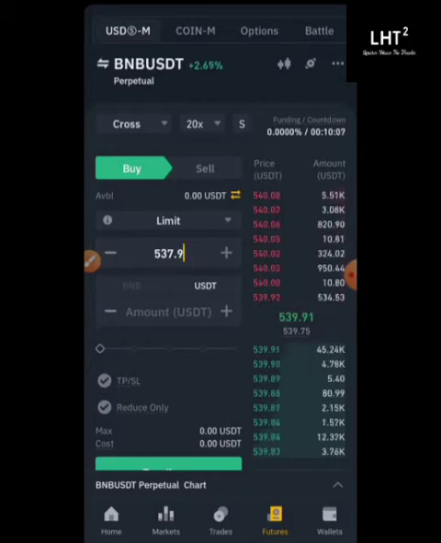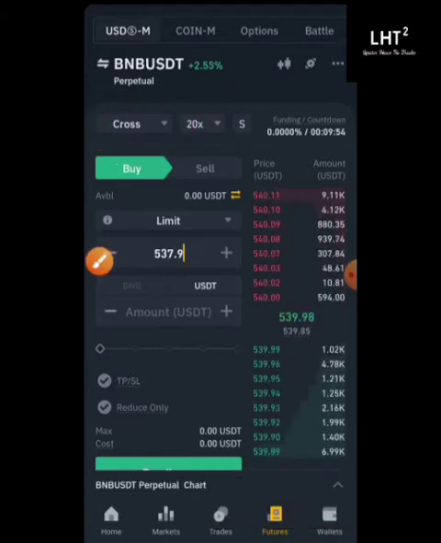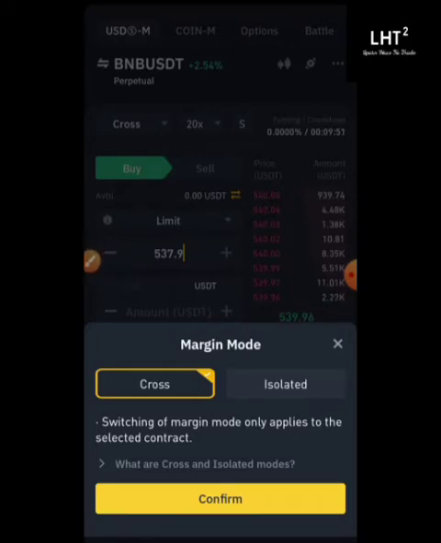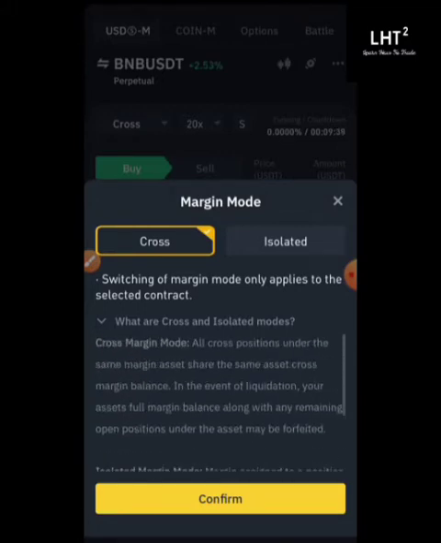So firstly, the difference between cross and isolated. Here's where you select it. Let me use my pencil. You select it here. When you click on it, that's where you get cross and isolated. Switching of margin mode only applies to the selected contract. You can read it here. But I'll try to combine my explanation with their explanation here, though I believe you will understand my explanation more.